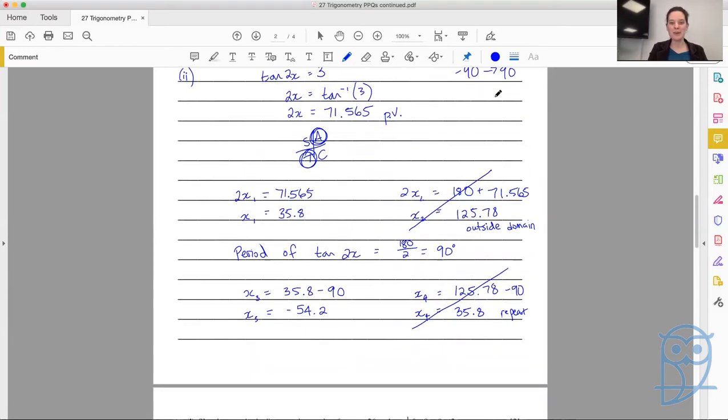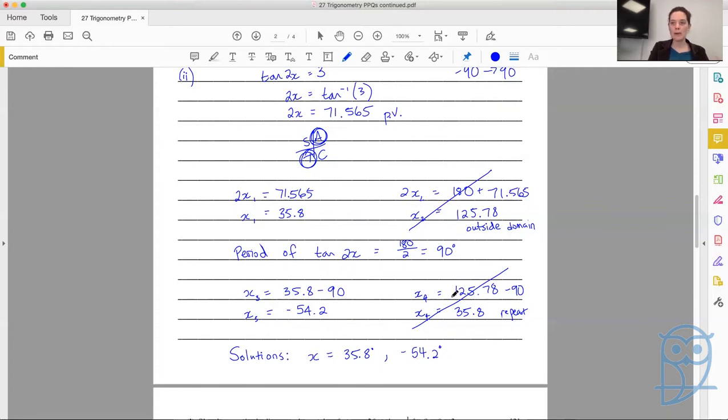We've also run out of paper here, so I'm just going to put them at the bottom. So the solutions here are x equals 35.8 degrees or minus 54.2 degrees. Two solutions to that equation.